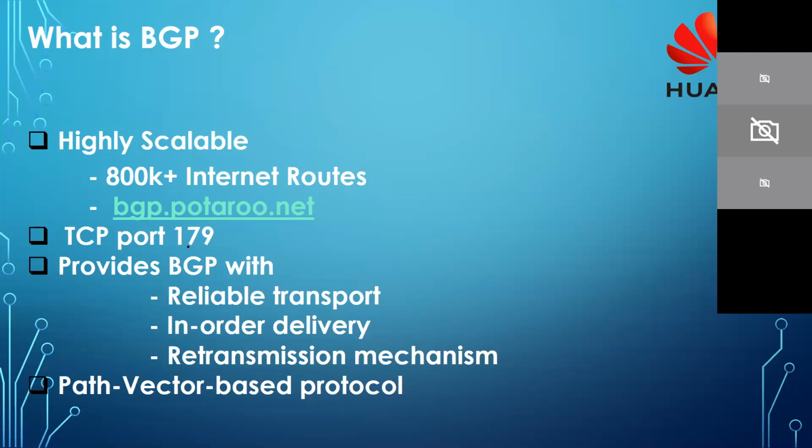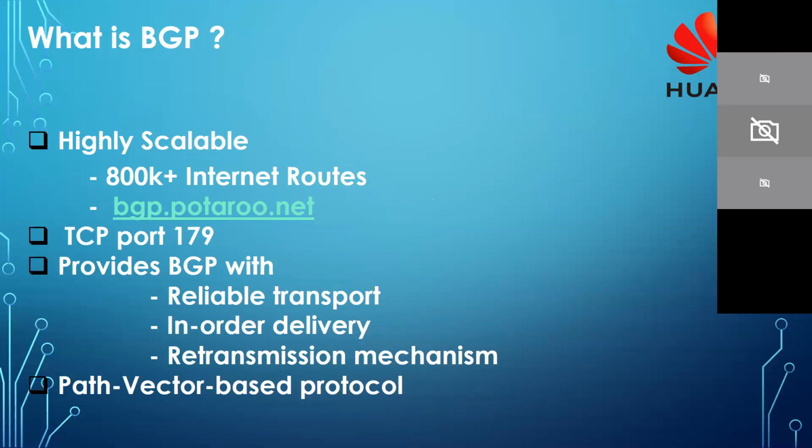When BGP uses TCP, TCP will provide BGP with reliable transport. We know that TCP has an acknowledgement mechanism and a sequencing mechanism, so TCP provides BGP with reliability, in-order delivery and a retransmission mechanism. So we don't need to reinvent the wheel. In BGP we just use TCP, and BGP is provided with all these mechanisms.